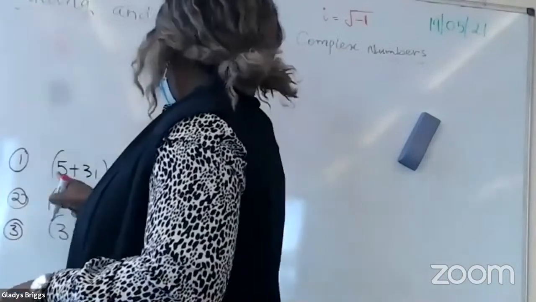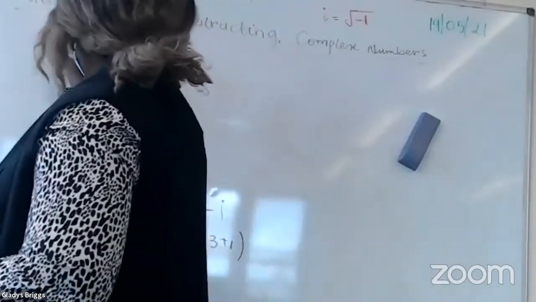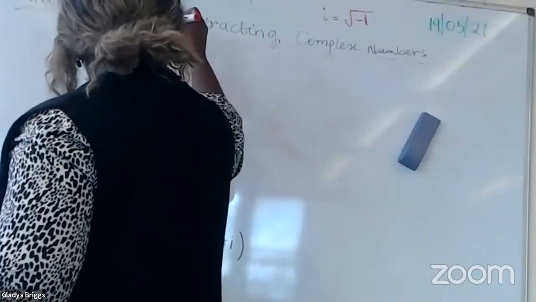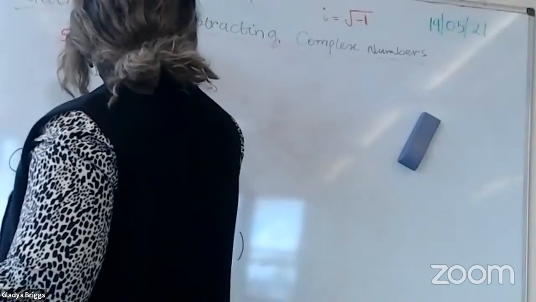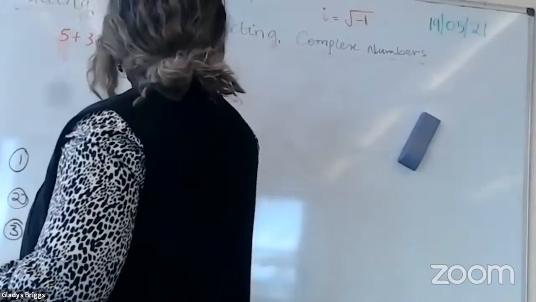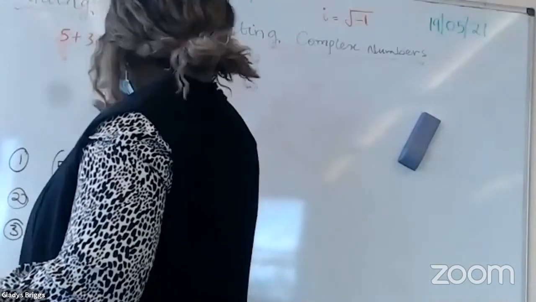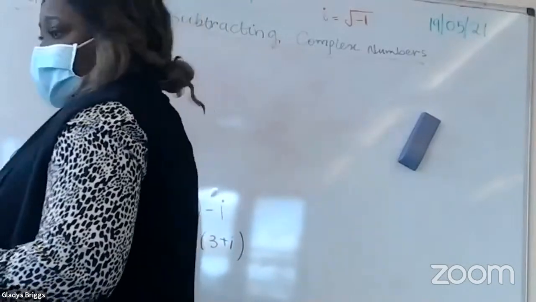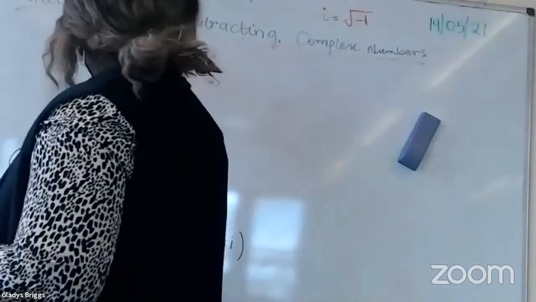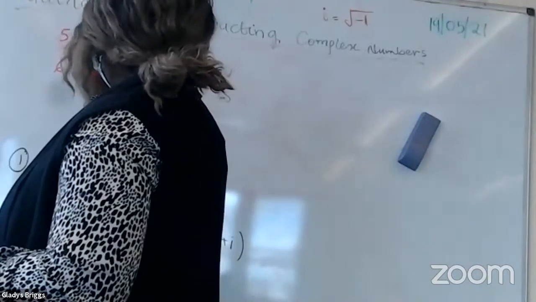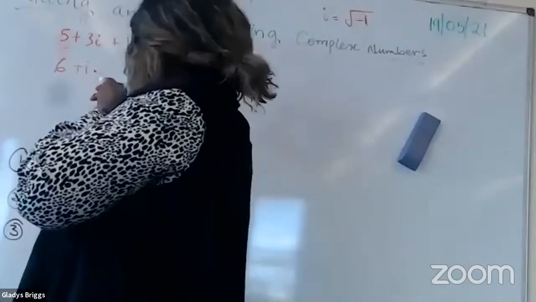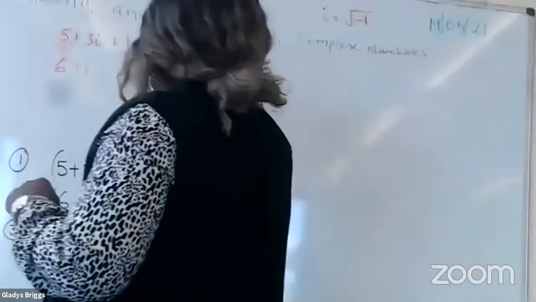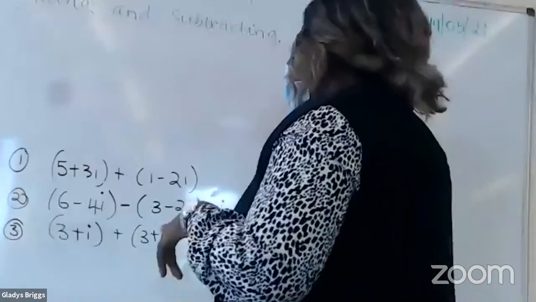Sorry, guys. If I take off all the brackets, I would have 5 plus 3i plus 1 minus 2i. And these two together would be 6. Najid, I think you got it right. 6 plus i. Okay, 6 plus i. I hope that's not on YouTube. Okay, so that's the first one.